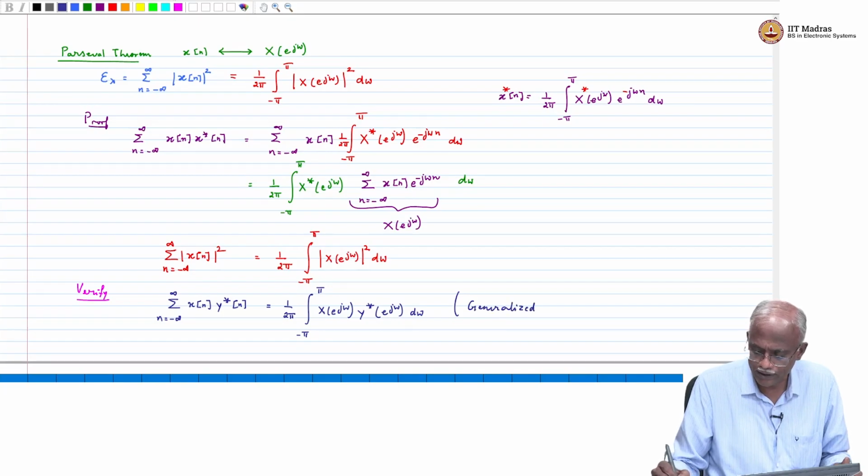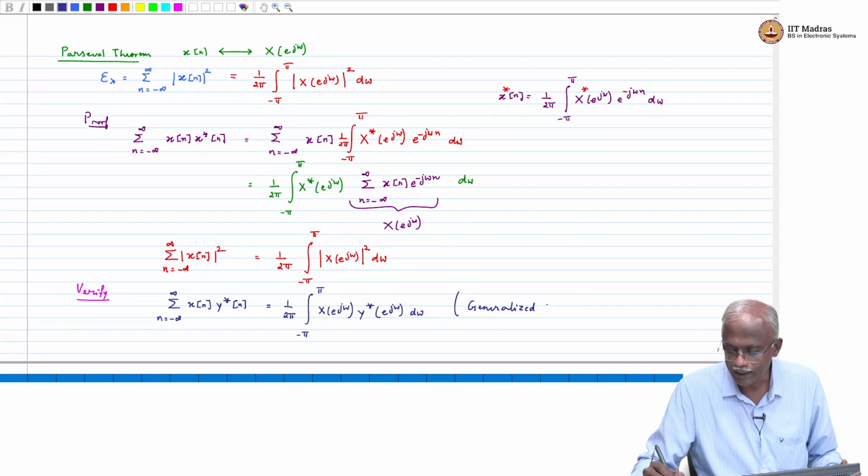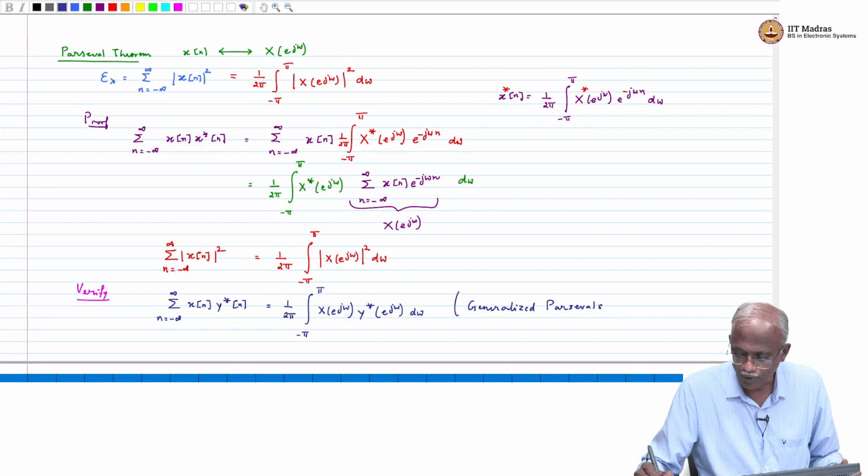So basically this is the generalized Parseval's theorem, and this also finds a lot of good use in the expressions that we had. So this is generalized Parseval's theorem.